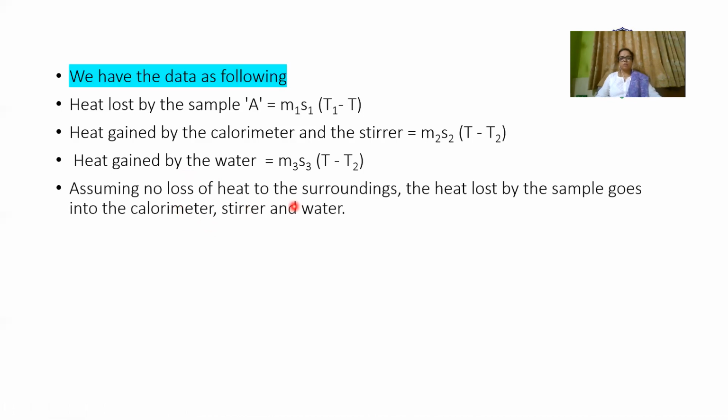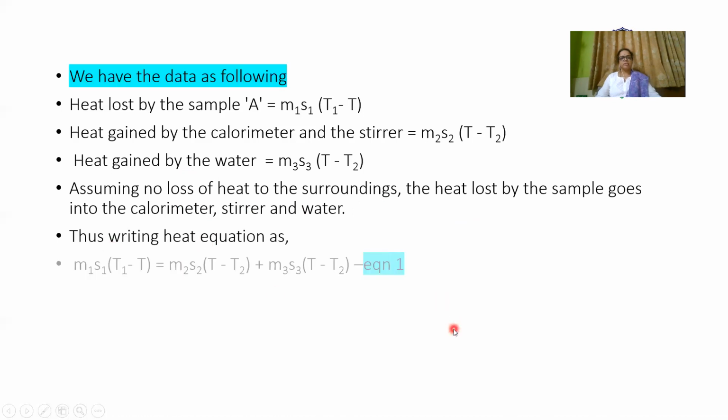Assuming low loss of heat to the surrounding, the heat lost by the sample goes into the calorimeter, stirrer, and water. Thus, writing heat equation as M1S1 into T1 minus T, means heat lost by A, is equal to heat gain by calorimeter plus heat gain by water. That is equation 1.